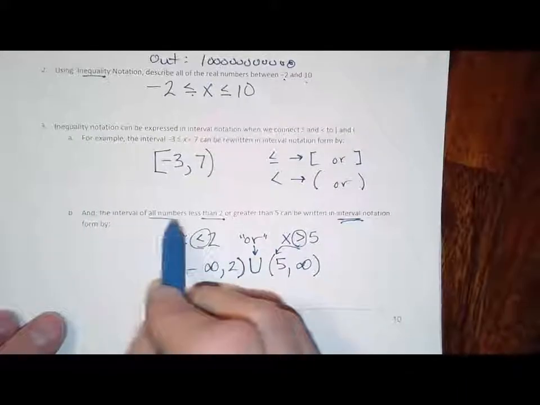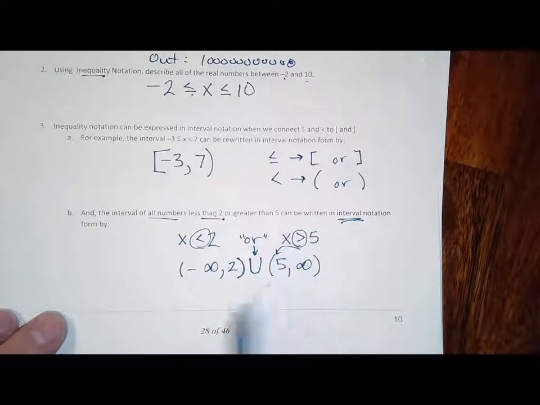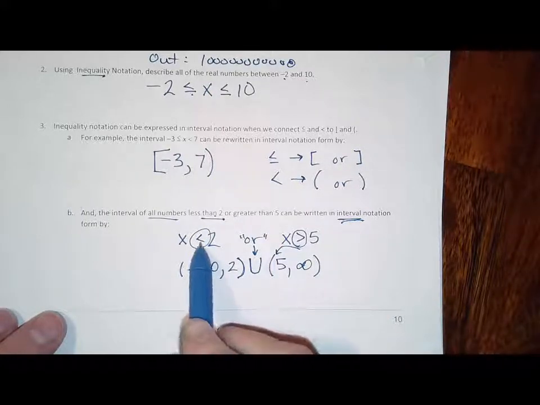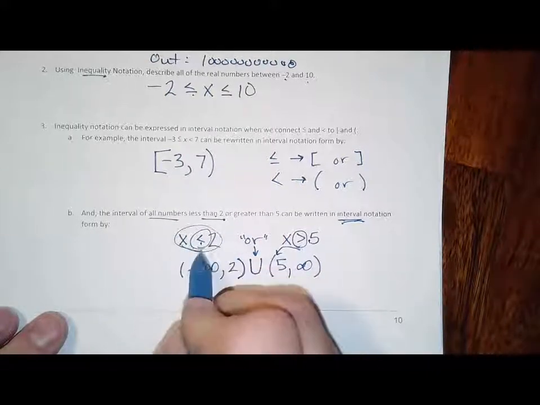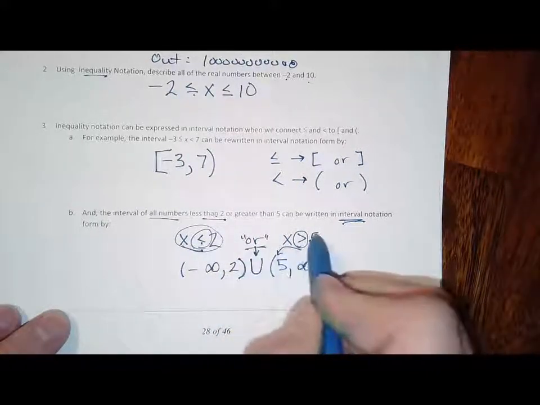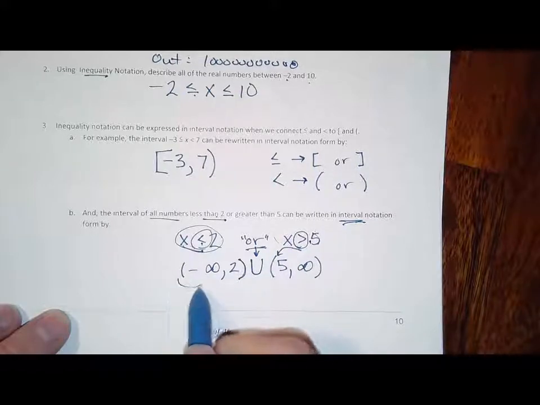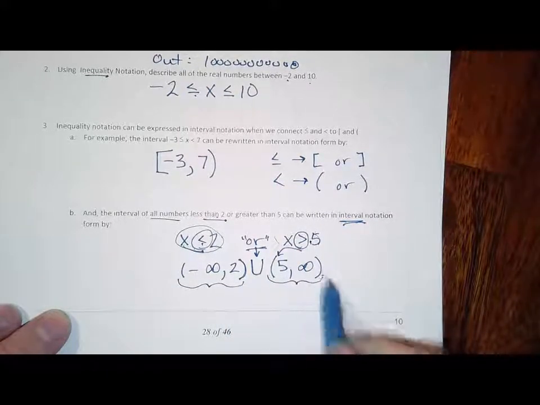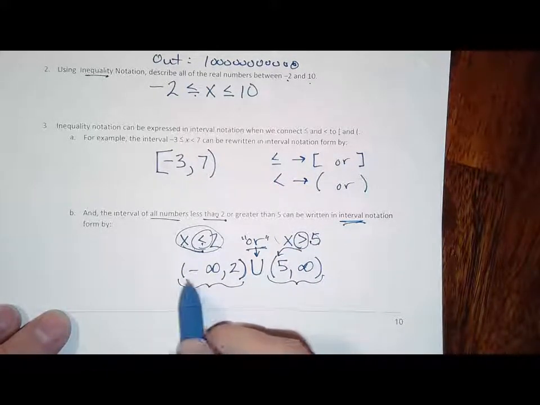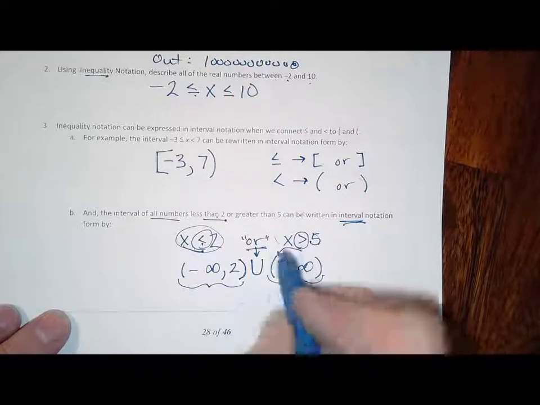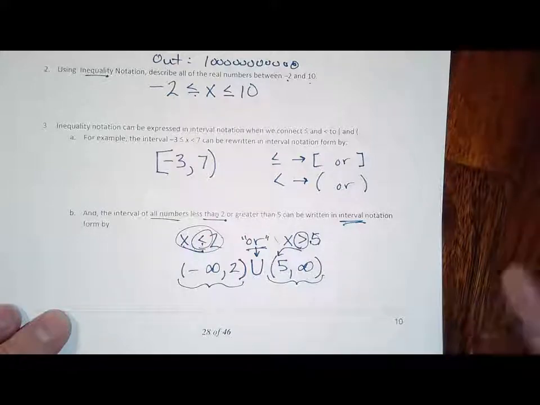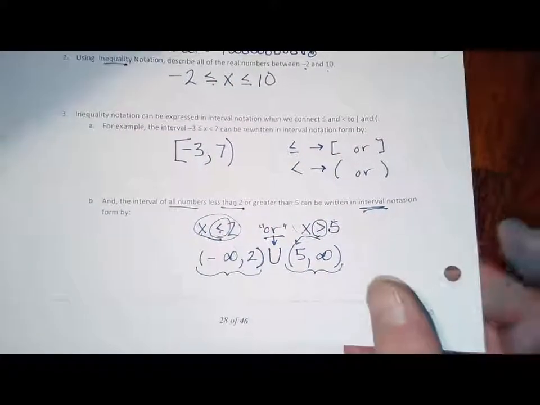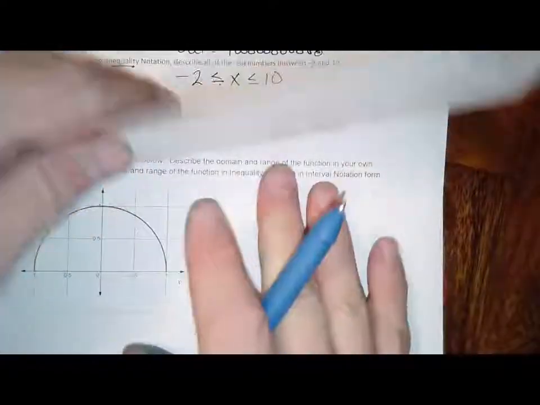And the interval of all real numbers less than 2 or greater than 5, there's no way you can have a number both less than and greater than. So we're going to say it's either a number like this or a number like this. So we're blending together two intervals: the interval from -infinity to 2, or the interval from 5 to infinity. Okay, look at the next page, page 29, and I'm going to go back to filling in some work.